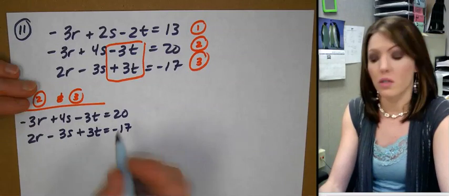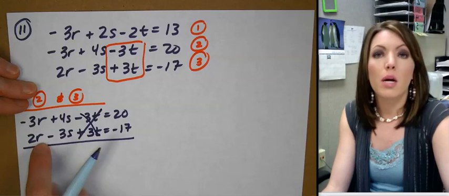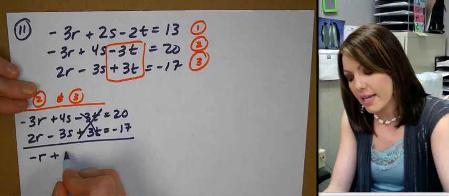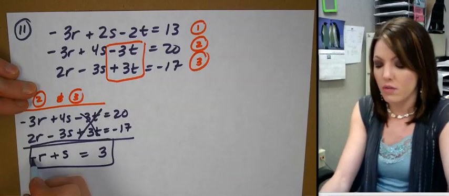Fast forward. Okay, so when we add, those cancel out. Negative 3r plus 2r, that's negative r. 4s minus 3s, that is s. 20 minus 17 is 3, so there we go. That is one of our equations.